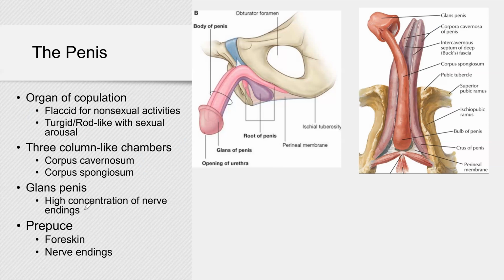The glans penis has a high concentration of nerve endings. It is the end of the penis that has the opening of the urethra. The prepuce is the skin covering the glans penis and also has lots of nerve endings. This is what we call foreskin, and if somebody has a circumcision, they remove this prepuce.